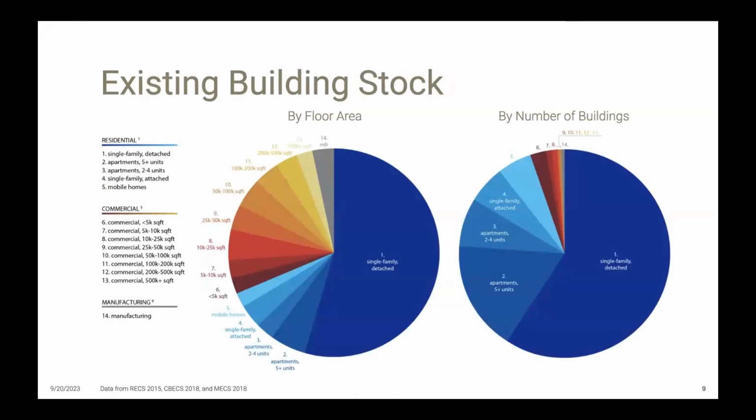Here's why we need to pay attention to residential buildings, which is a lot of the scale building we'll be looking at today. The blue hues in these pie charts are residential. On the left is by floor area, and on the right is by number of buildings. So we have a lot more residential buildings in this country, and even by floor area, it's 2/3 of the buildings that we have built.